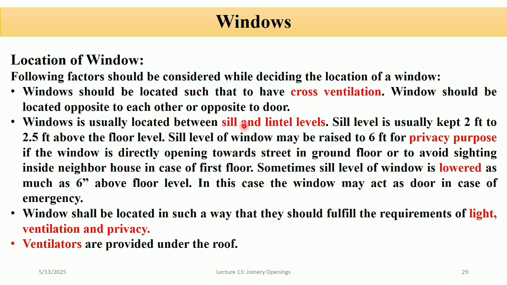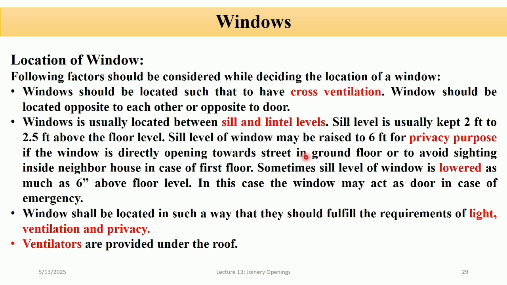Position between sill and lintel levels. So window can typically located between the sill level and lintel level. The sill level is the bottom edge of the window and is usually kept 2 feet to 2.5 feet above floor level. So this heights allow furniture placement and provide a comfortable window height for natural lighting and outside view.